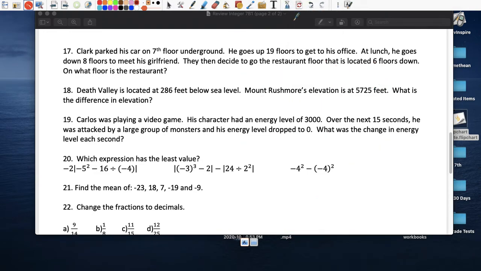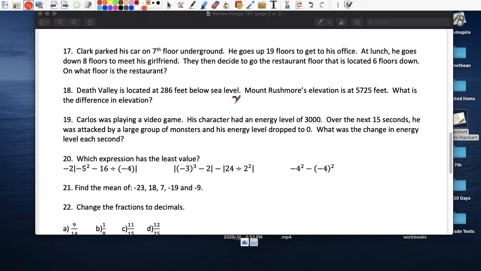Carlo was playing a video game. His character had an energy level of 3,000. Over the next 15 seconds, he was attacked by a large group, and his energy dropped to 0. What was the change in energy level each second?